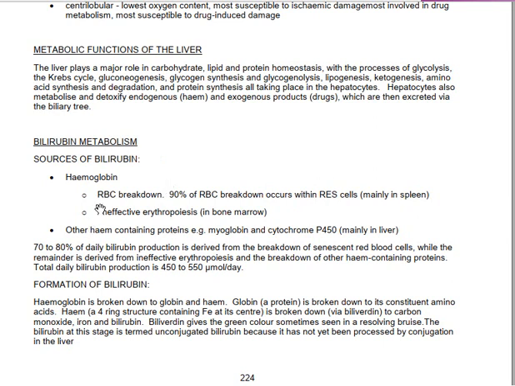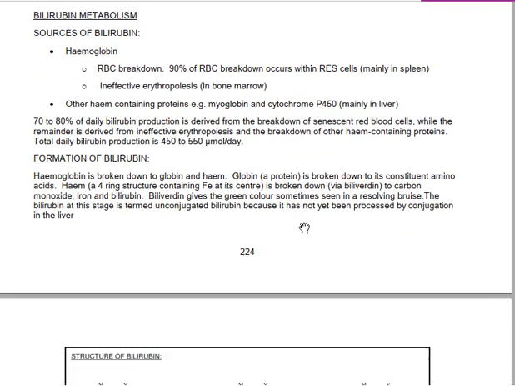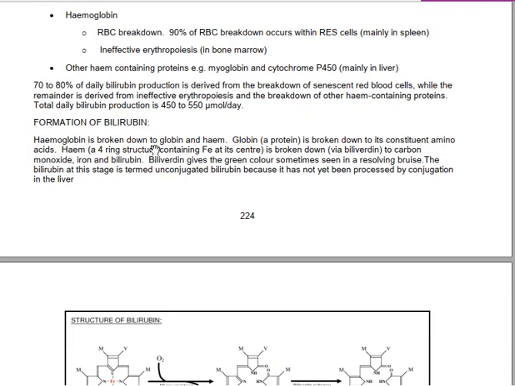Now, you have to note also that hemoglobin can also be produced at the level of ineffective erythropoiesis in the bone marrow. You have other sources of hemoglobin. 75% of bilirubin comes from hemoglobin, while only 70 to 80% of bilirubin comes from the breakdown of hemoglobin, while 20 to 25% comes from myoglobin and other heme-containing substances. These other heme-containing substances are myoglobin and cytochrome P450, which are broken down at the level of the liver. Now, this is the formation of bilirubin.